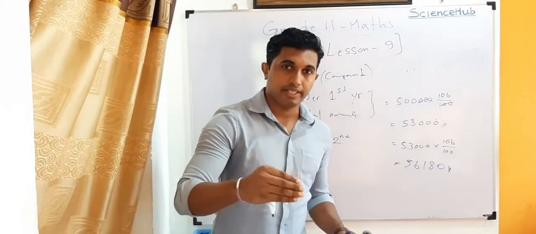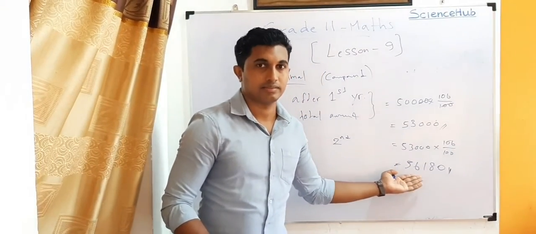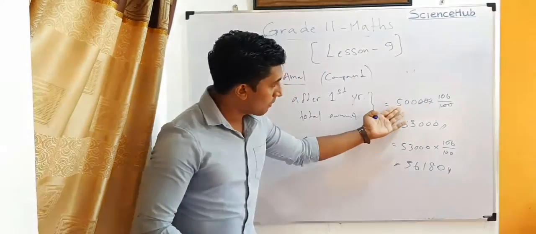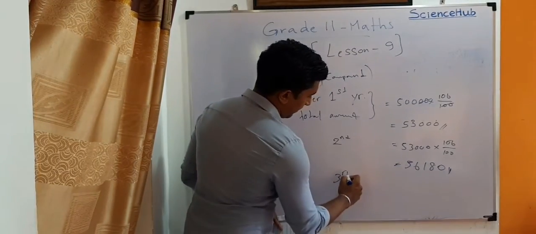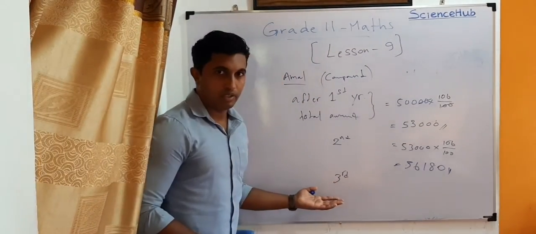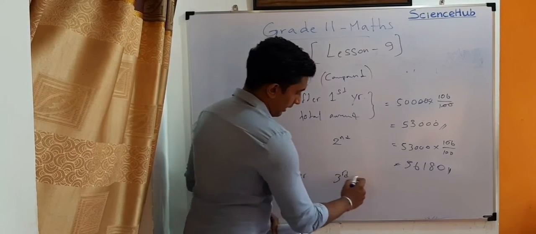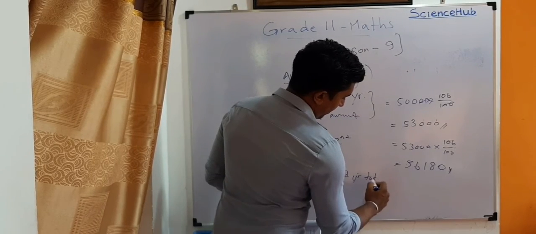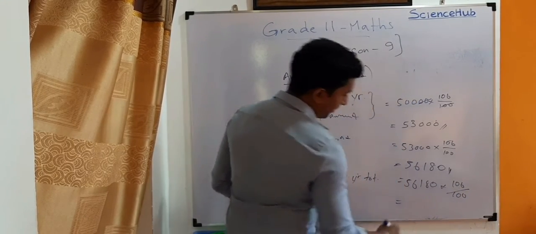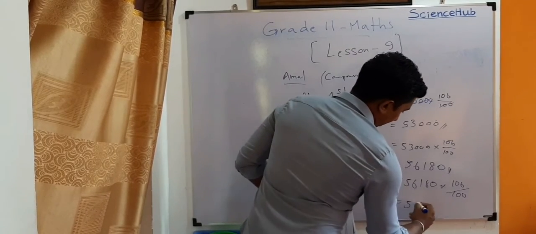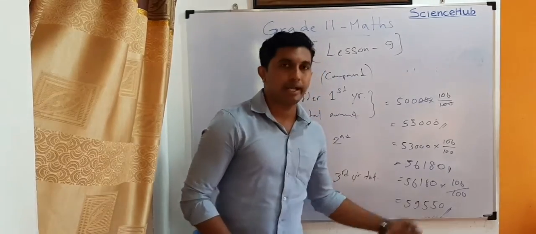Then at the beginning of the third year, this one will be the capital. Okay, now capital will change from 50,000 to 56,180. Now for the third year, we can get the total amount at once by using this method. After the third year, the total amount is 56,180 into 106 out of 100. Then it will be 59,550.